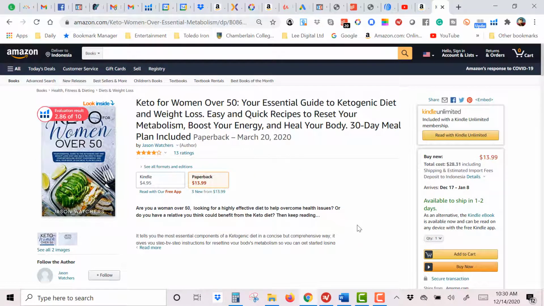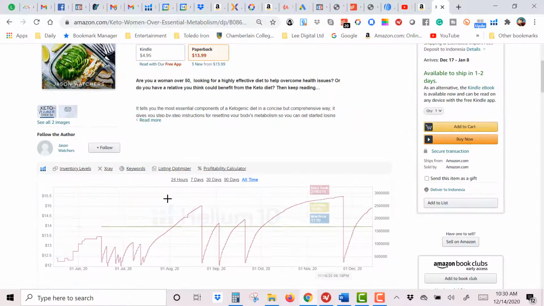All right. So this is how you use Helium. And this is your understanding of the BSR. You shouldn't put too much weight on the BSR. This is a much better gauge to see the type of sales.